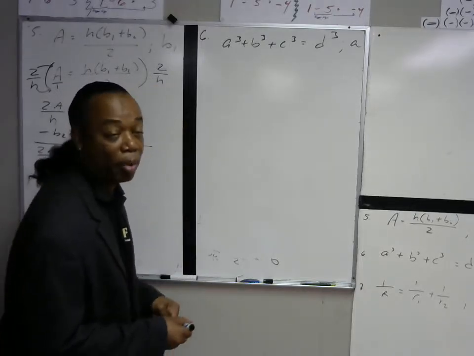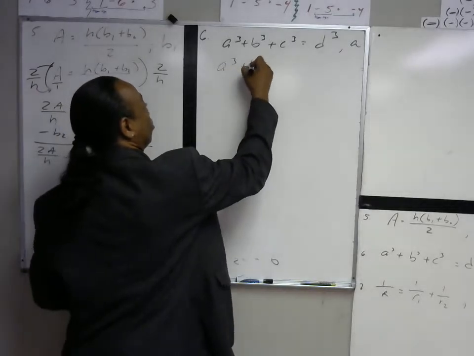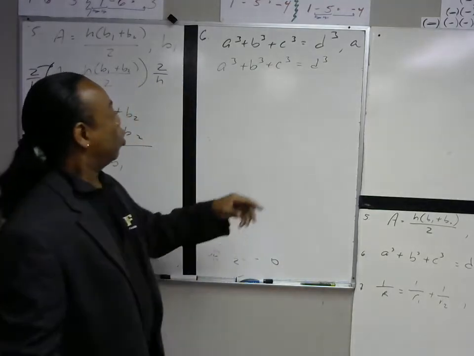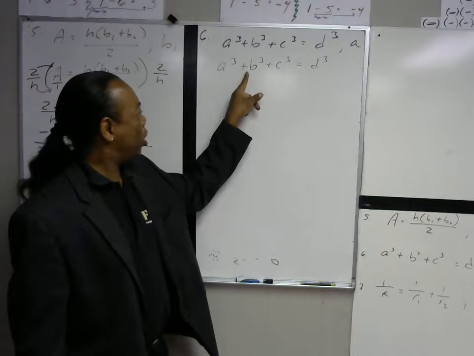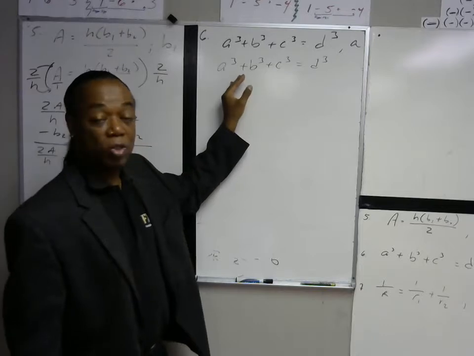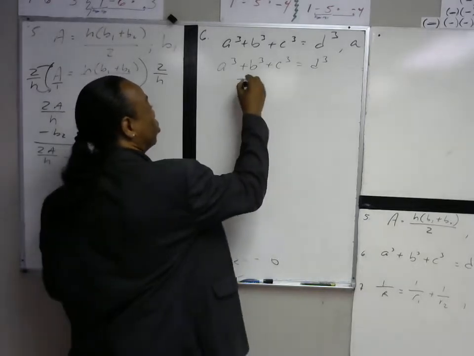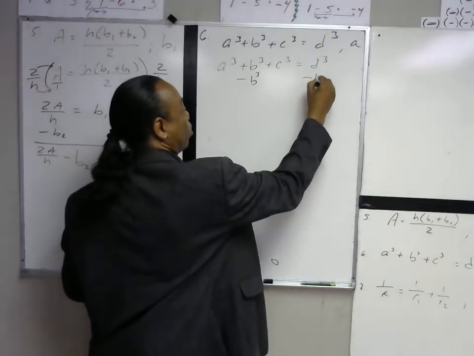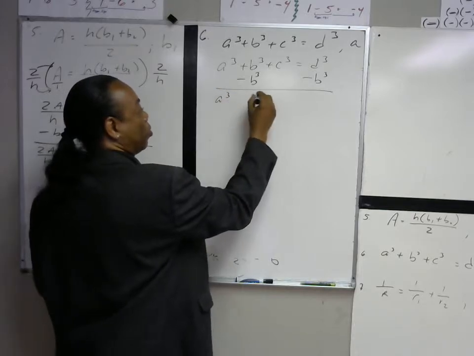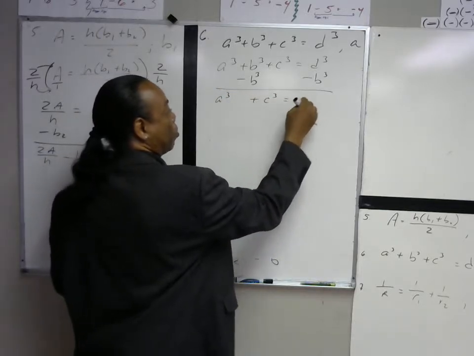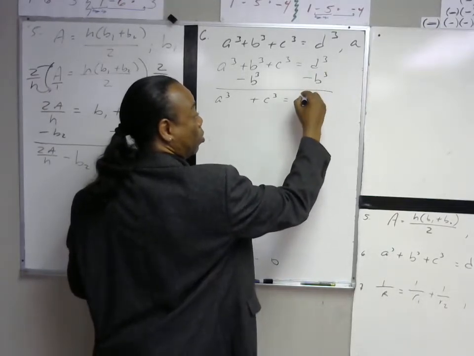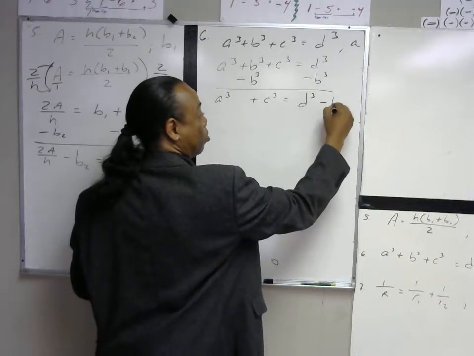Let's preserve the integrity of the problem. And we're going to get rid of the adding B to the third power. The way that we'll do that is by subtracting B to the third power. So subtracting B to the third power. And so what we have left is A to the third power, adding C to the third power. Those are not like terms. That's a D and that's a B. So we'll put them next to each other. So D to the third power here minus B to the third power.